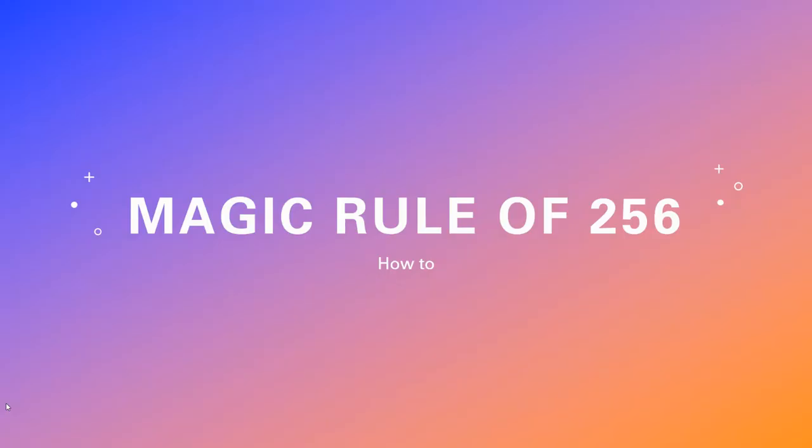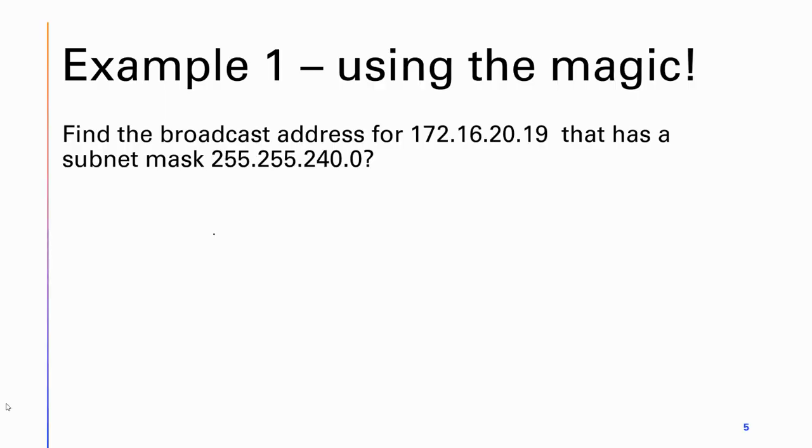So that's the reason why we need a broadcast address inside a network. Now, the magic rule of 256. Let's do an example, something like a quiz question. Find the broadcast address for 172.16.20.19 that has a subnet mask of 255.255.240.0. First thing to take note of is the 255s. That means these octets will stay the same. Now let's take a look at this 240. This 240 is interesting. This is where the 256 rule comes into play.